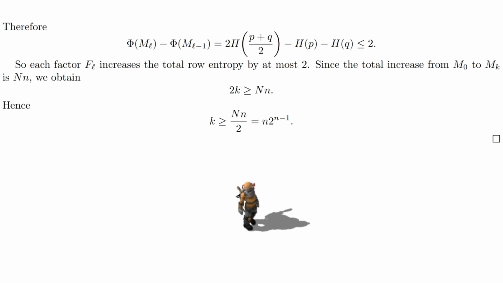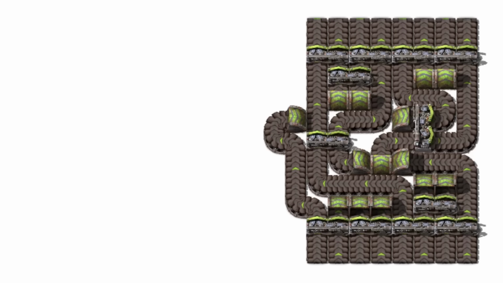This means each factor Fl increases the entropy by at most 2, and we obtain that 2k is greater than or equal to N times n, which implies that k is greater than or equal to n times 2 to the n minus 1, as required. Now to finish this section, let us look at an 8-lane belt balancer that uses exactly 12 splitters, which is the minimal number that we have proven.